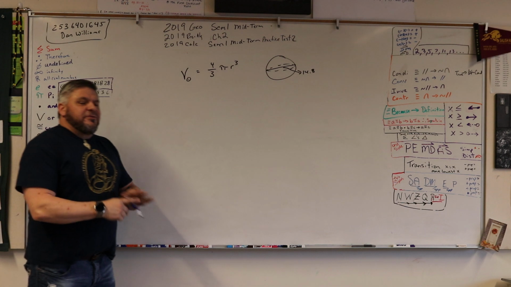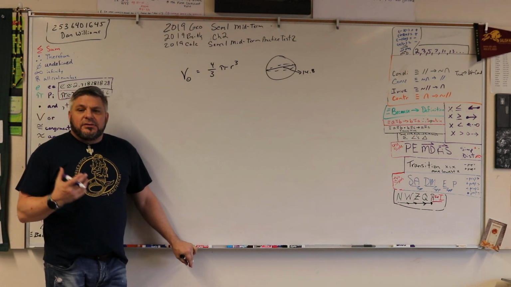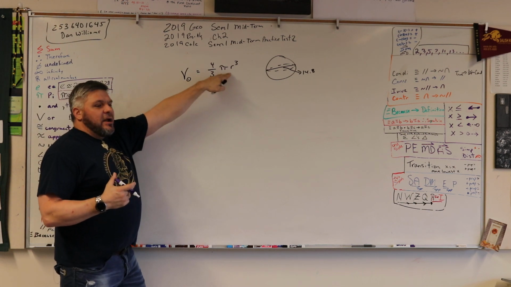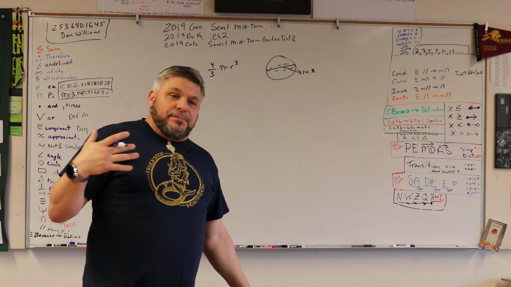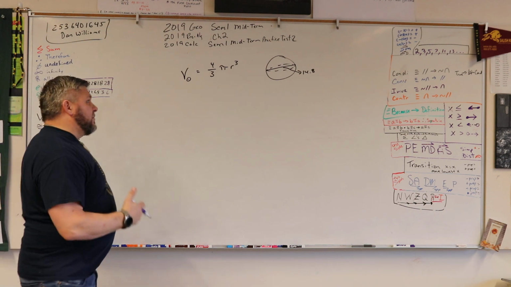If we're going to do volume of a sphere, this one's tough, right? We need to know the radius, because the volume of a sphere is pretty easy: 4/3 pi r cubed. So as long as I know what r is, I cube it, multiply by pi, and then take 4/3 of that.